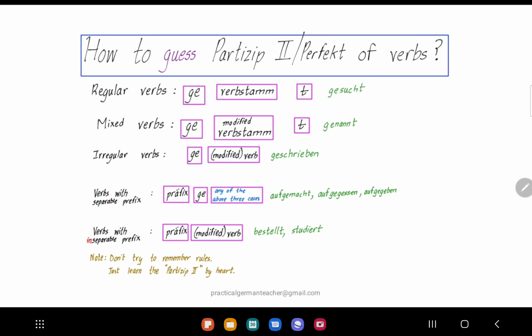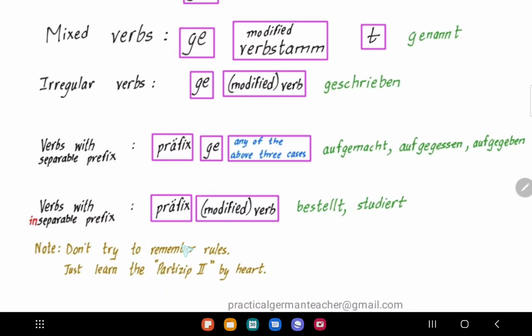Now, to follow these rules, first you have to be able to identify whether the verb is regular, mixed, irregular, or a verb with separable or inseparable prefix. This one is actually easier to do. But how do you know this one, right? So what I'm trying to say is that don't try to follow the rules. Just learn the participle two by heart.